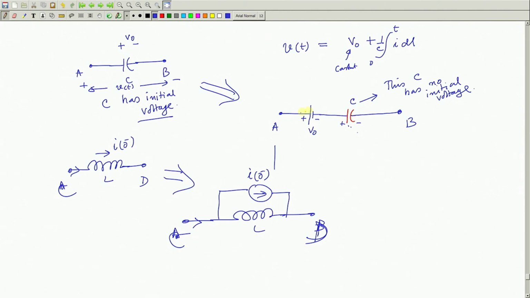Welcome to lecture number 18. In our last lecture, as you know, I told you how to translate an inductor with initial current into a linear inductor in parallel with a current source, and similarly a charged capacitor can be translated into an uncharged capacitor in series with a voltage source, like this, A and B. You have to invoke a battery.